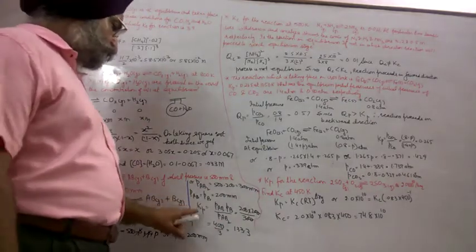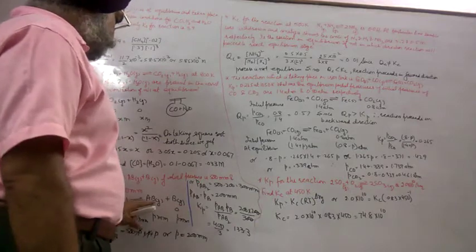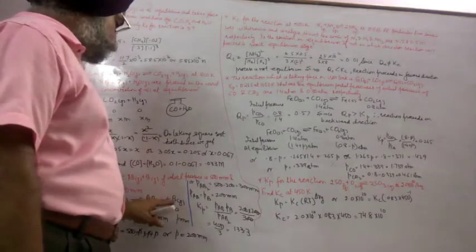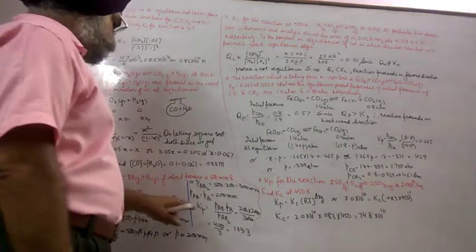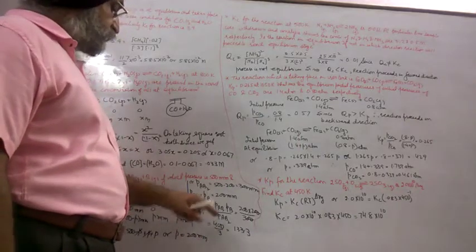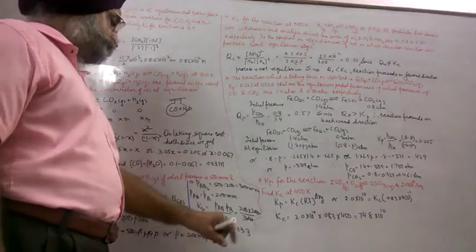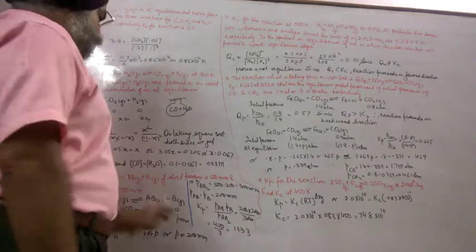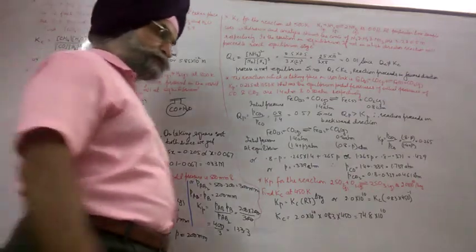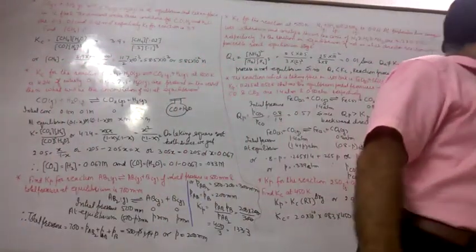Now we will apply the law of chemical equilibrium: the product of partial pressures of products over the product of partial pressures of reactants, raised to their coefficients. Put the values in, and we get the answer. In the equilibrium constant we don't mention the units.